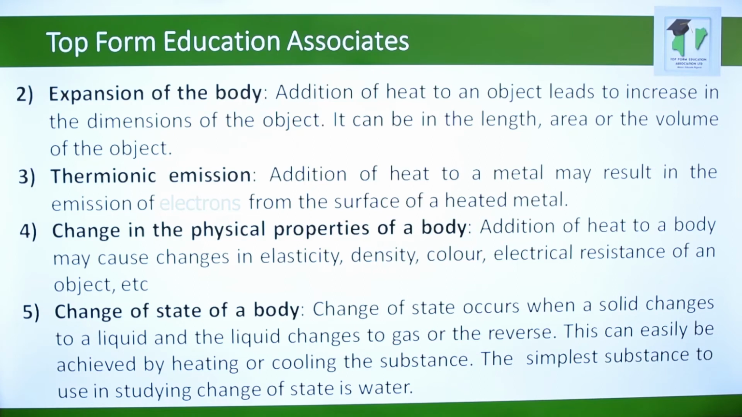When you newly buy it, you see it's shiny, but with time it will start rotting. What happens? There is heat from the sun incident on it. So with the addition of heat, once it is incident on such metals, sometimes electrons are emitted. And so we have it, the addition of heat to a metal may result in the emission of electrons from the surface of a heated what? Metal. Number 4, change in the physical properties of a body.